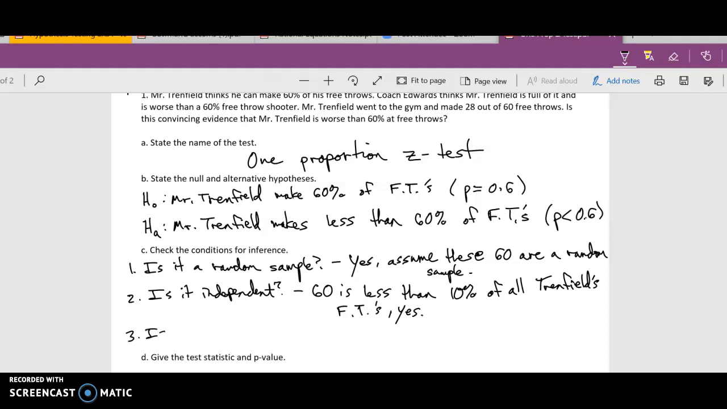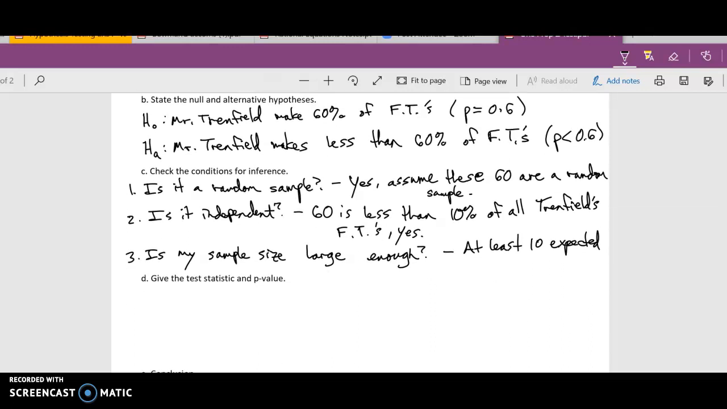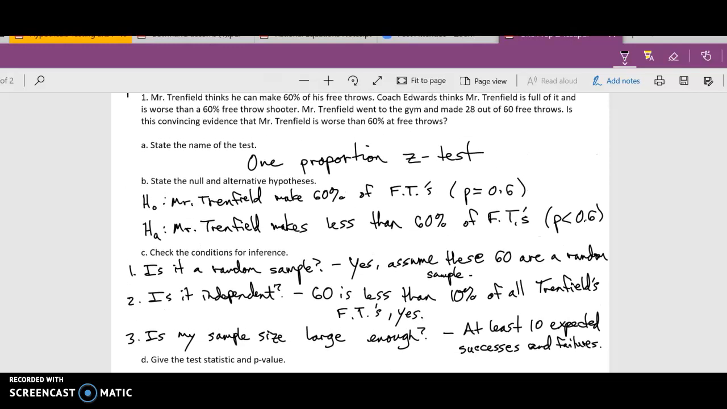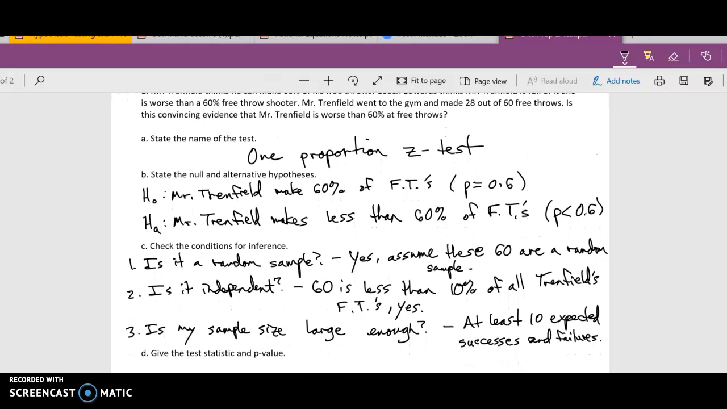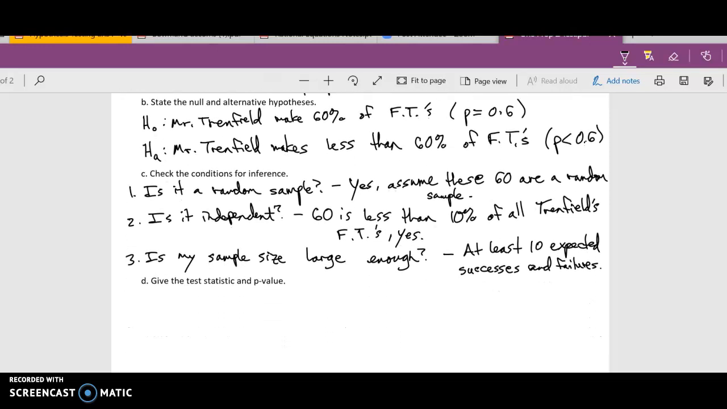Finally, is my sample size large enough? So we need at least 10 expected successes and failures. And we have that, right? He's making 28 successes, and then his failures would be 32.